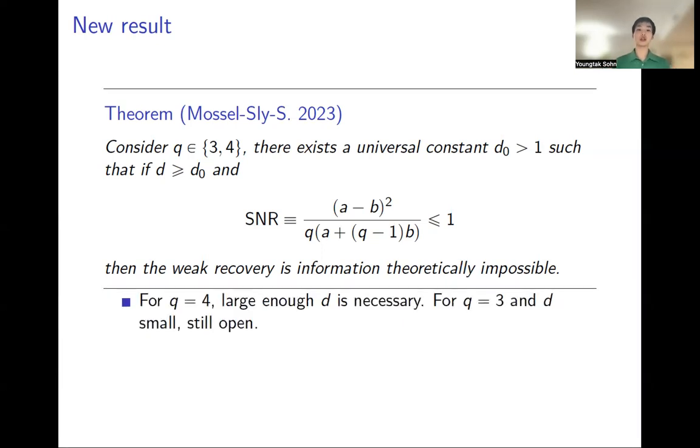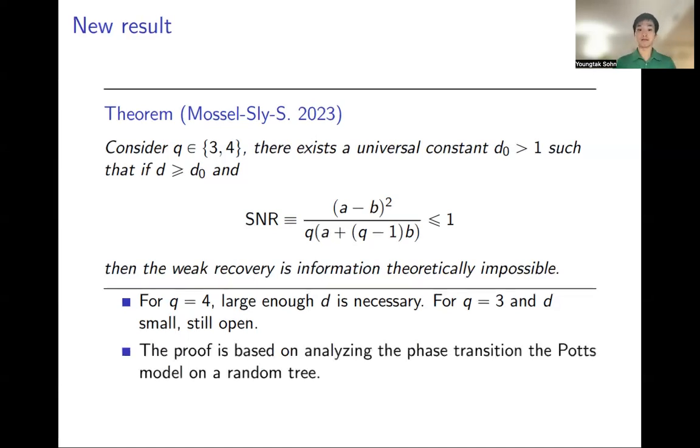When q is equal to 4, large enough D is necessary, as seen by the prior result by Abbe and Sandon. For q equals 3, D large enough is just an artifact of our proof, and for small D, it's still open, which is a nice problem. Our proof is based on analyzing the phase transition of the Potts model on a random tree, which I'll come back to in a moment.